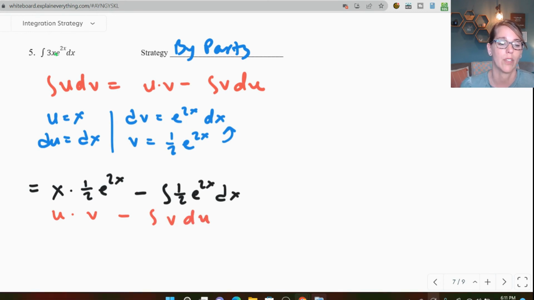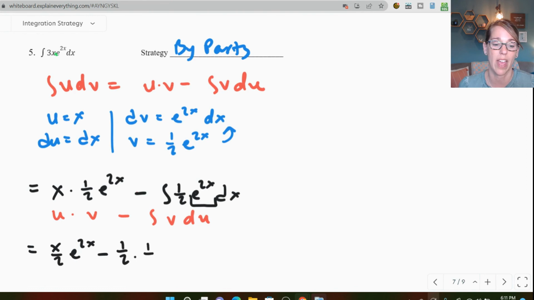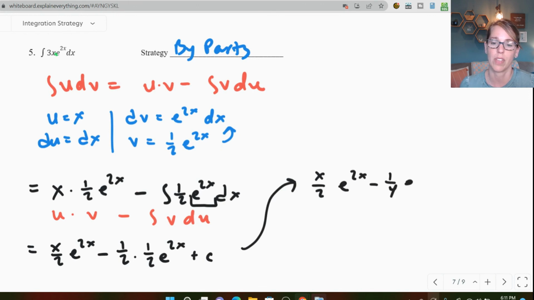We've got a really nice integral to go ahead and take. Nothing to simplify over here. So I've got just x divided by 2 maybe, e to the 2x, minus, I can bring that 1/2 out in front. Let's go ahead and find the antiderivative of e to the 2x. That's going to be another 1/2 e to the 2x, and then plus a c. I can simplify this guy just a tiny bit. This is x over 2 e to the 2x minus 1/4 e to the 2x plus c.